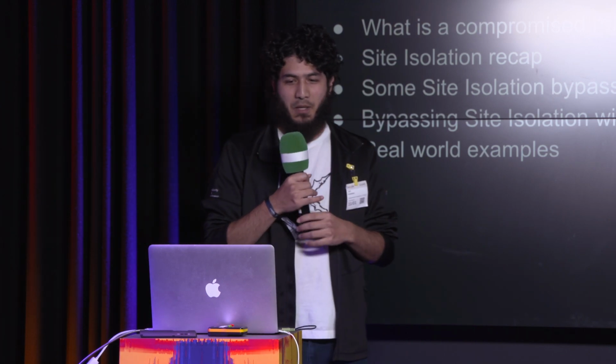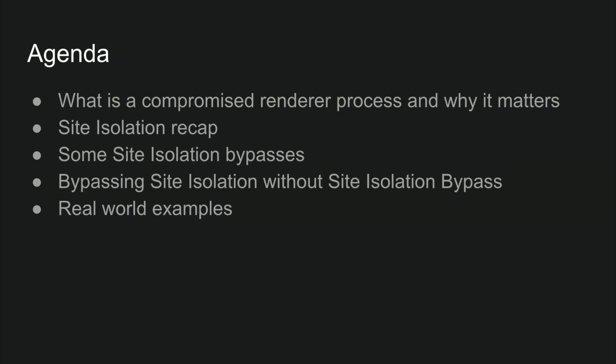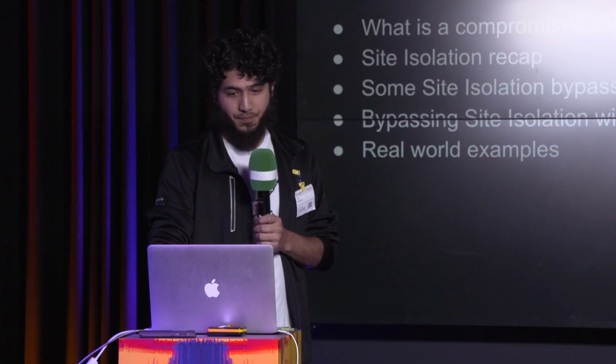So the agenda is: what is a compromised render process and why it matters. Site isolation, which I actually talked about last year, so I'm not going to talk long, just a recap. Then some bypasses in the browser, and then I will also talk about bypasses that the browser can't fix, and I will give examples.